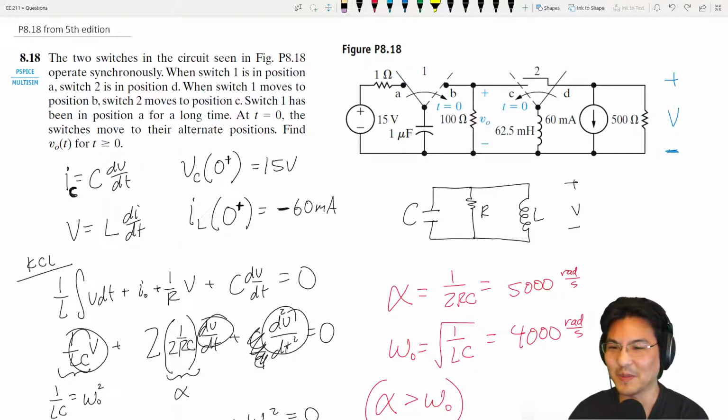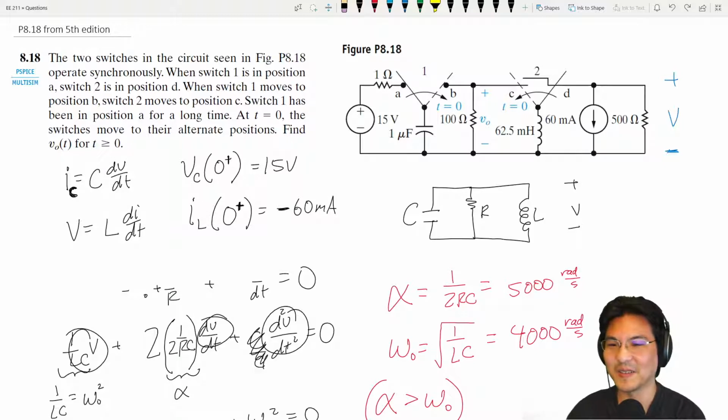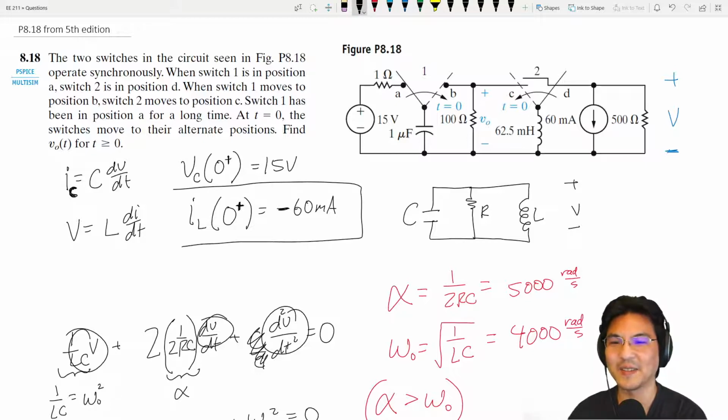Let me reclaim some of this space here. Okay, so the current through the inductor at t equal to 0. Got it. Negative 60 milliamps. What about the current going through the resistor at t equal to 0? It's V over R. And the voltage is 15. Right? So 15 over 100, 0.15. 150 milliamps.